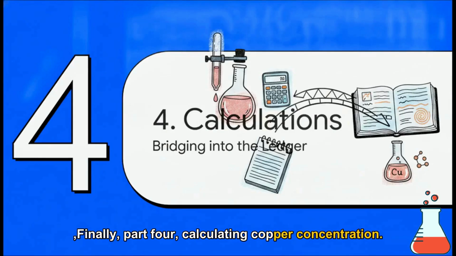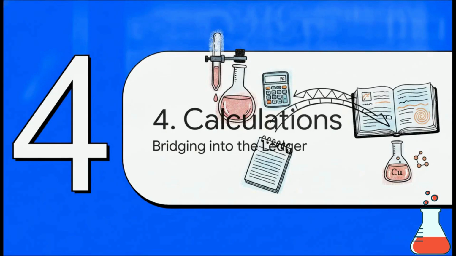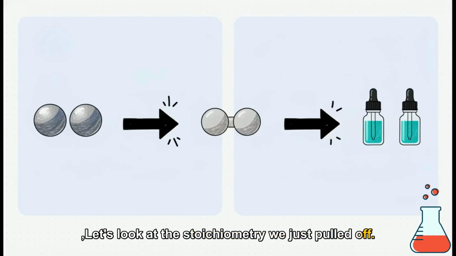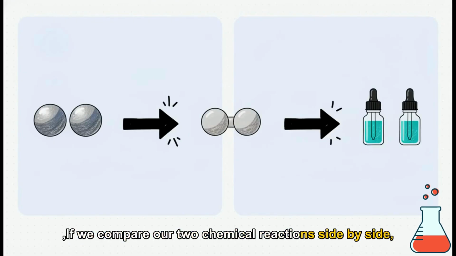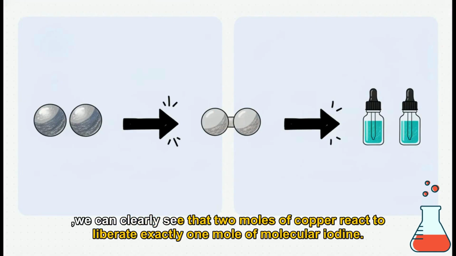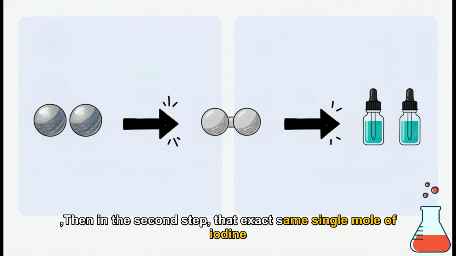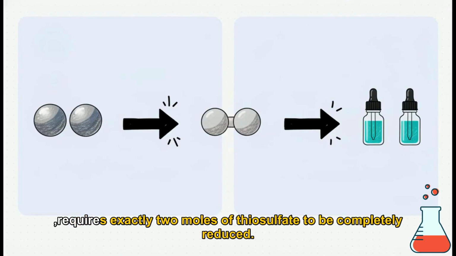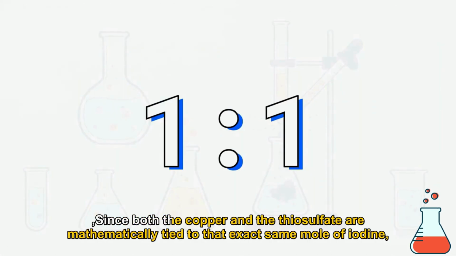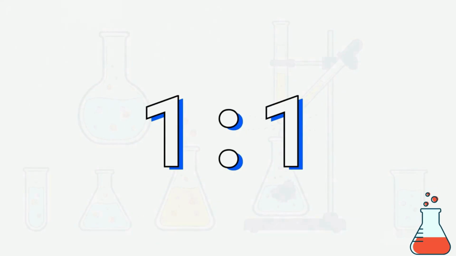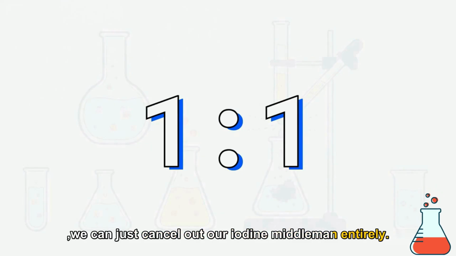Finally, part 4, calculating copper concentration. Time to bridge the lab to the ledger. Let's look at the stoichiometry we just pulled off. If we compare our two chemical reactions side by side, we can clearly see that 2 moles of copper react to liberate exactly 1 mole of molecular iodine. Then, in the second step, that exact same single mole of iodine requires exactly 2 moles of thiosulfate to be completely reduced. Since both the copper and the thiosulfate are mathematically tied to that exact same mole of iodine, we can just cancel out our iodine middleman entirely.